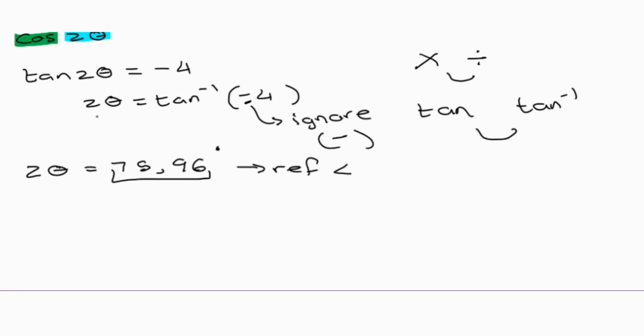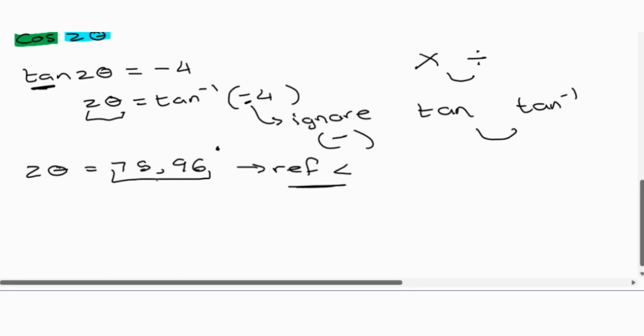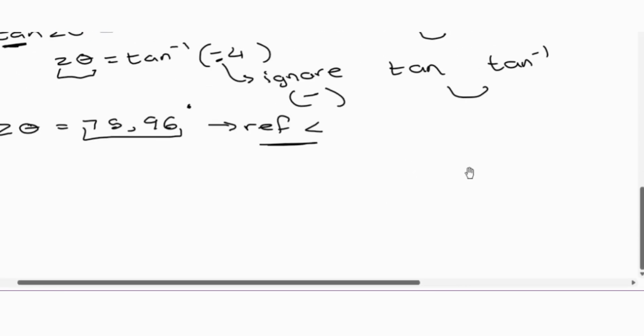Now, this 75,96 degrees is your reference angle. Once you get theta, whether theta is attached to something or not, if theta by itself is here, it doesn't have a trig ratio, you stop there and you find the angle, and that will be your reference angle. So I'm not going to divide by 2 just yet. That's going to take place later. All right.